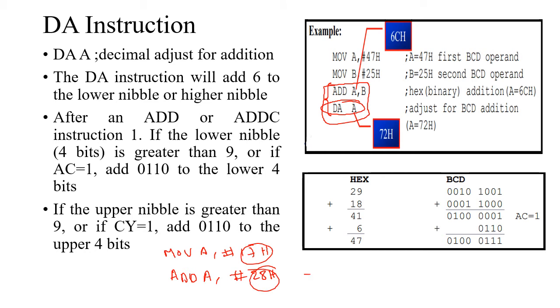So after adding this, the content of the accumulator will be 0011 1111 in binary.